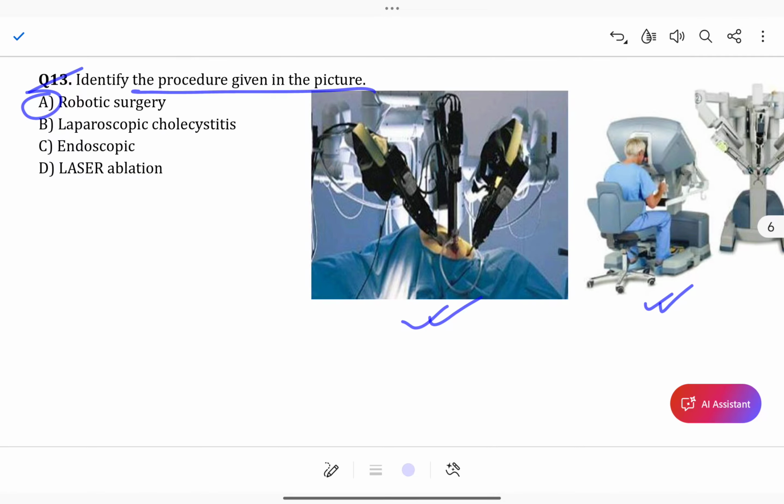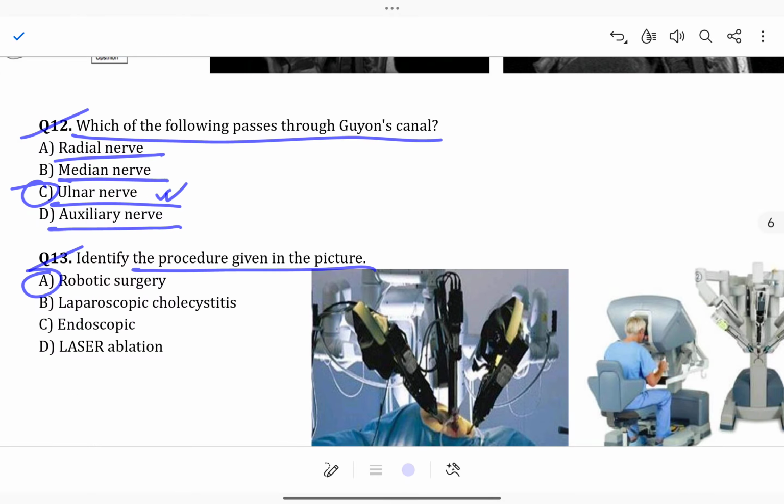One thing I will make clear in question number 13, question number 12: the radial nerve, median nerve, ulnar nerve, axillary nerve. You people know about this. The ulnar nerve passes through Guyon's canal. The Guyon's canal, or ulnar tunnel, at the wrist contains the ulnar nerve and ulnar artery as they enter the hand from the forearm. The ulnar nerve bifurcates into superficial sensory and deep motor branches within the canal.